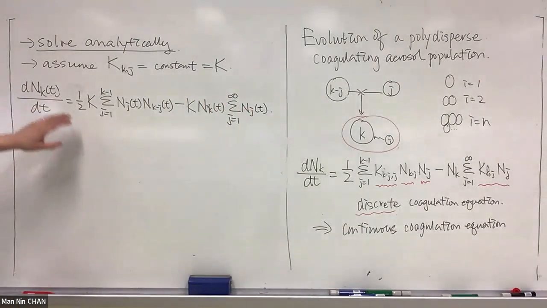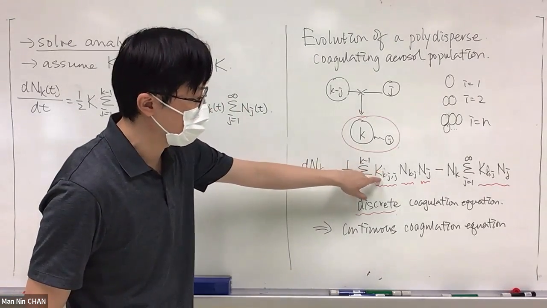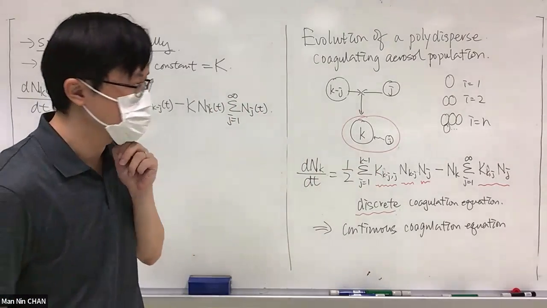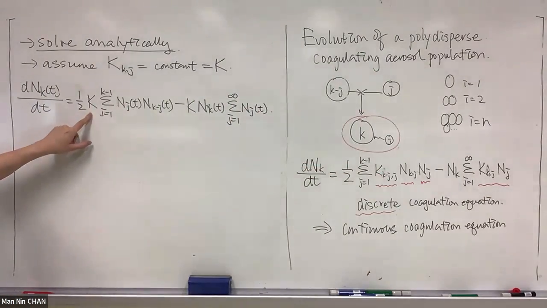So now I just try to repeat this equation, but I assume this K is a constant. That means it doesn't depend on the size of the two particles.